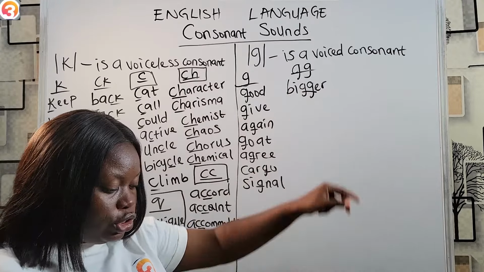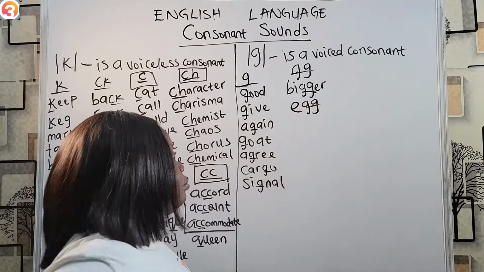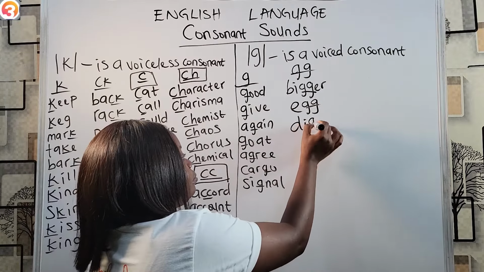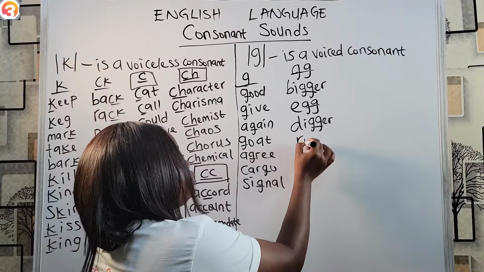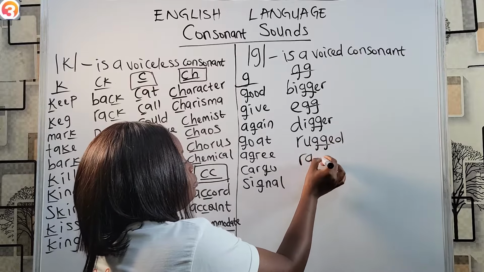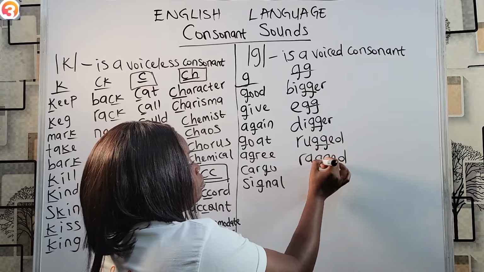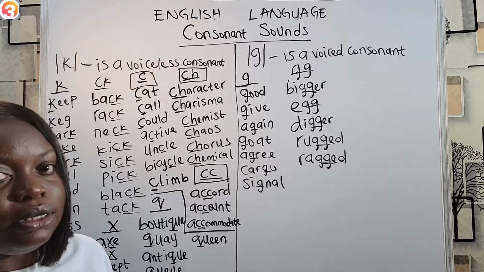Both G's, the GG in there, egg, digger. Other examples, we have rugged, ragged. These words contain the consonant G.